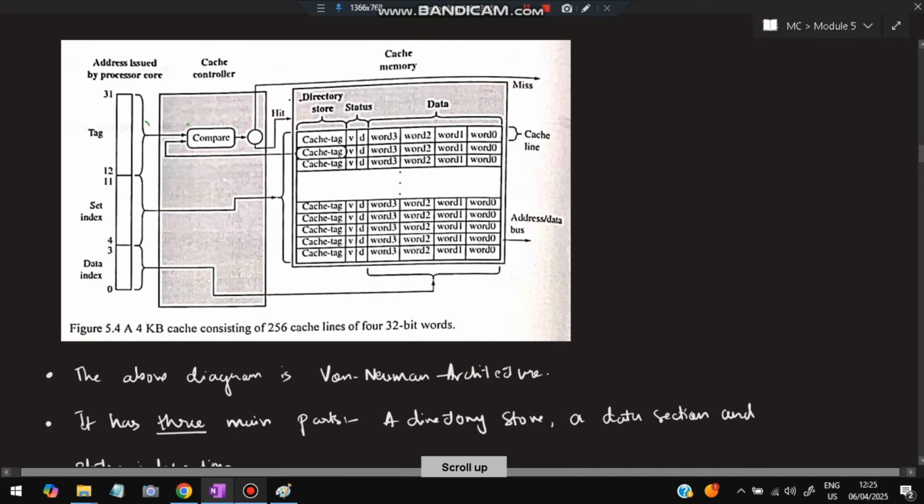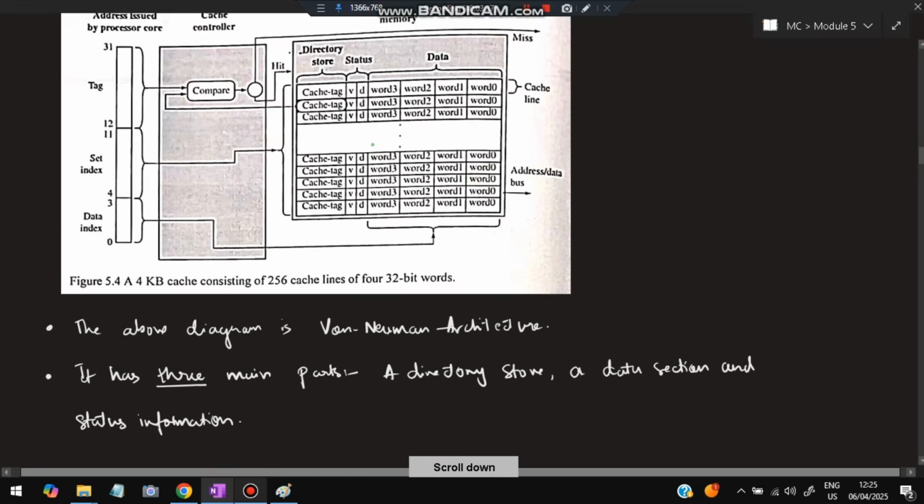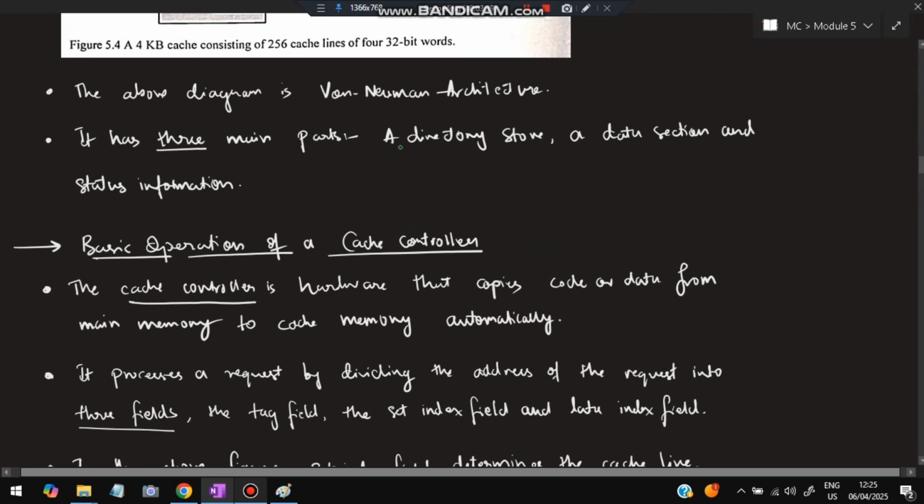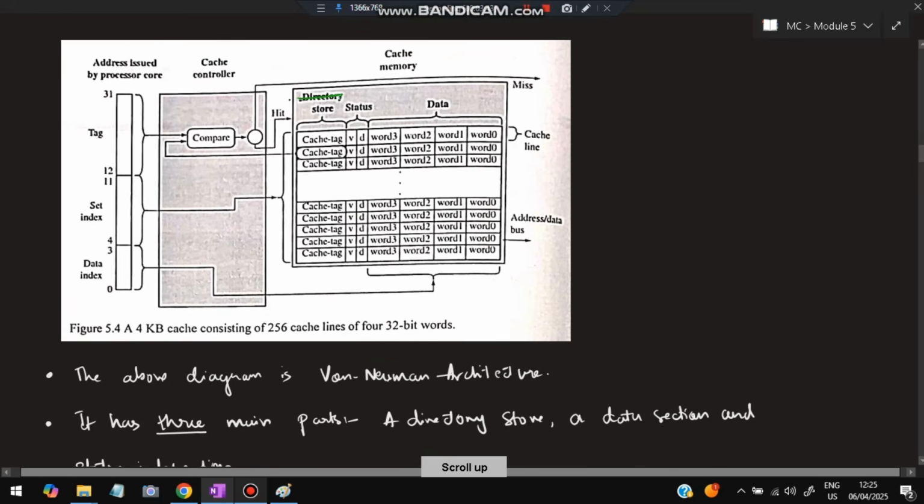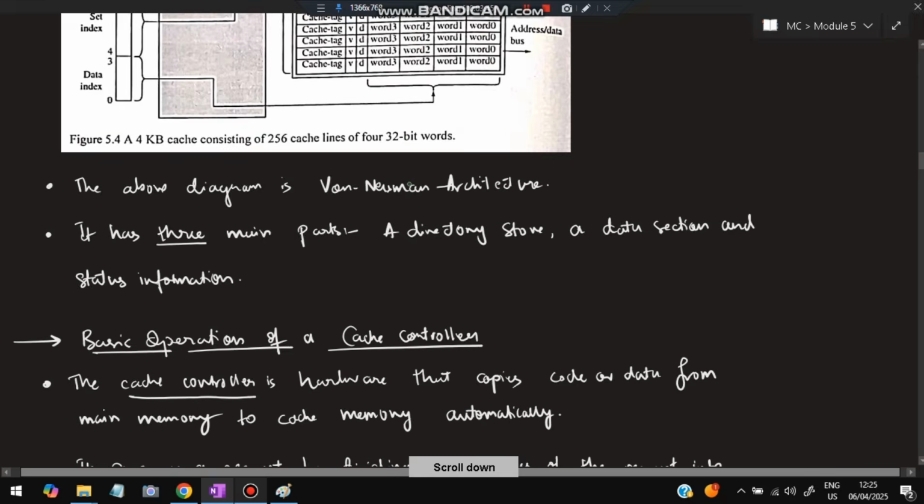As you can see, the instructions as well as the data are present in the same location. And that's the same thing I discussed: directory store, data section, and status information. Three things: data, directory store, and status information are present here.